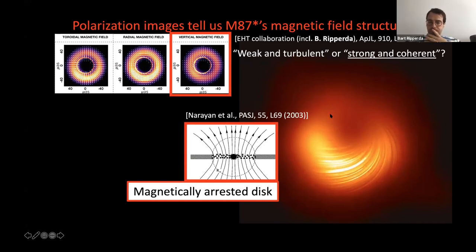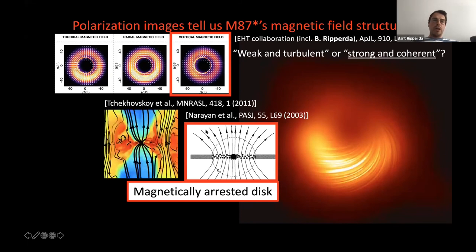And Ramesh Narayan said that a black hole accretion disk could be in this magnetically arrested state where the field is mainly vertical. However, the field lines here are diverging in the jet, so maybe this is not completely the right picture that Ramesh gave. But later, Sasha Tchekhovskoy did the first 3D simulations in this regime, and it shows this image of a jet that goes vertically in a parabolic shape. Here in the disk, you see vertical field piling up, and this arrests the accretion flow so that it's halted at some point.